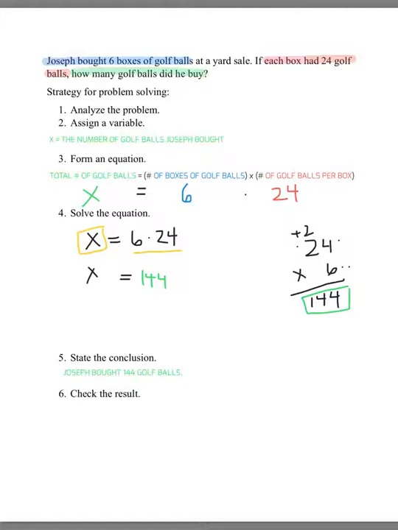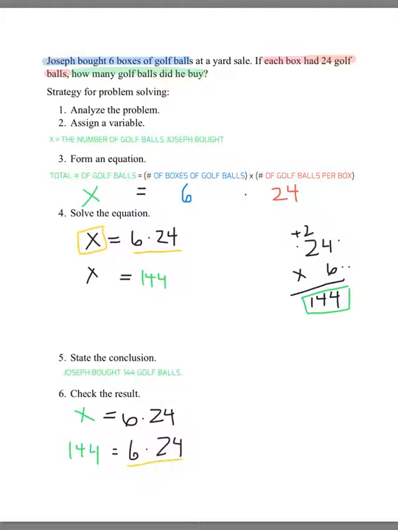Again, when checking the result, you want to start off with the original equation found in step 3. So we're going to have x is equal to 6 times 24. And then again, x, we're going to go ahead and color code that in green. So then on the right hand side, we're still going to have 6 times 24. However, on the left, we know what x is equal to, so we're going to substitute that in, 144. And now all we need to do is 6 times 24.